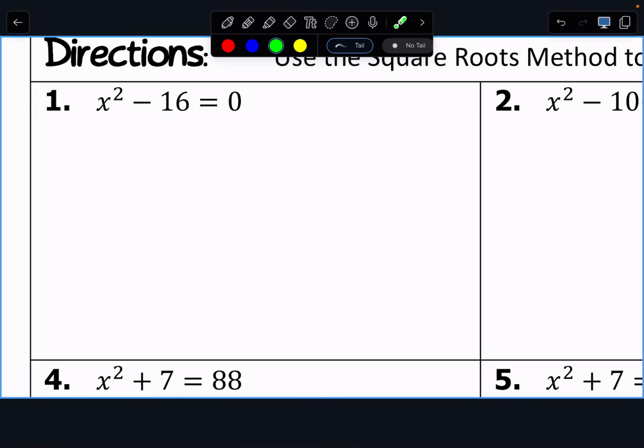Is this a quadratic where we are missing the bx term? Yes, it is. So what we can do is we can add that 16 over.